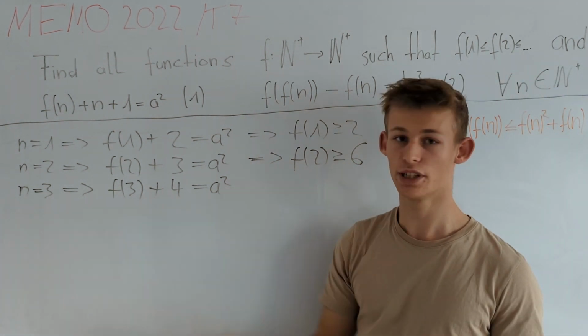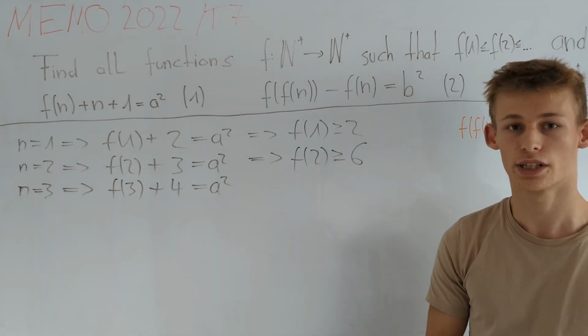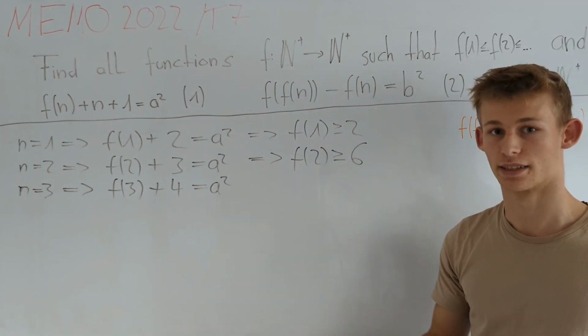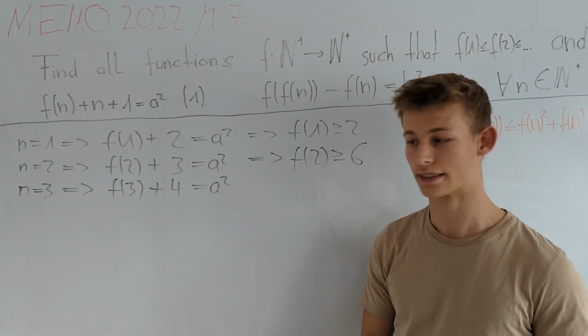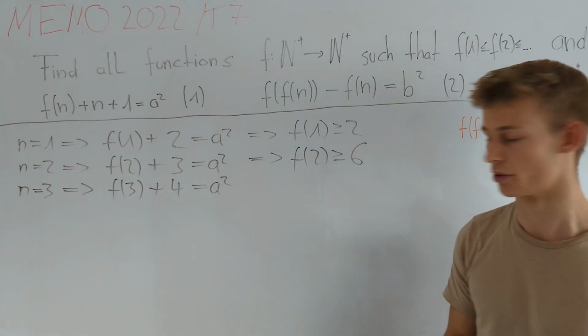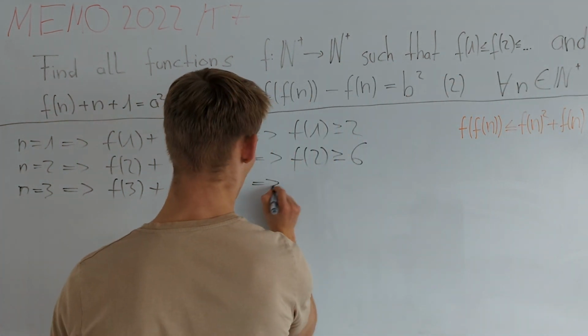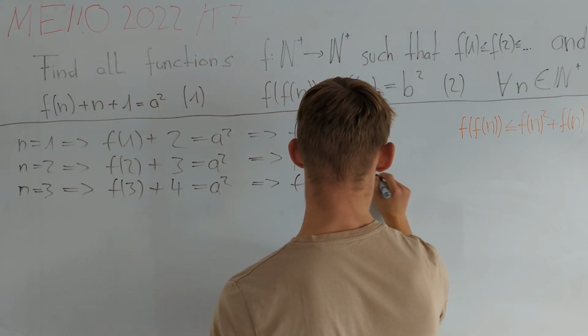Therefore, the sum here is greater than or equal to 10, and the smallest perfect square greater than or equal to 10 is 16. Therefore, a squared is at least 16, and we get that f of 3 must be greater than or equal to 12. So f of 3 is greater than or equal to 12.